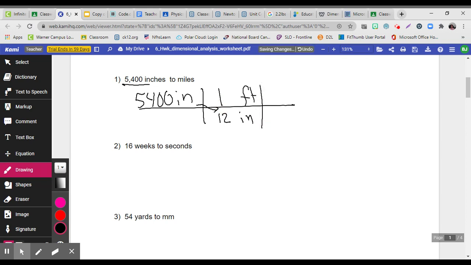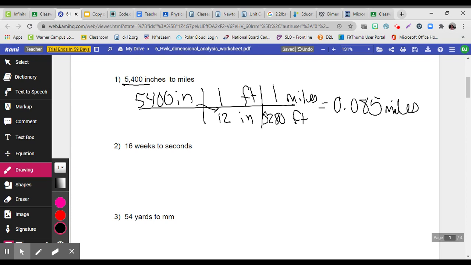In the table up above, we can see that we can go from feet to miles. 1 mile is equal to 5,280 feet. Multiply across the top, divide it by the bottom, and we get 0.085 miles. Well, that wasn't too bad.